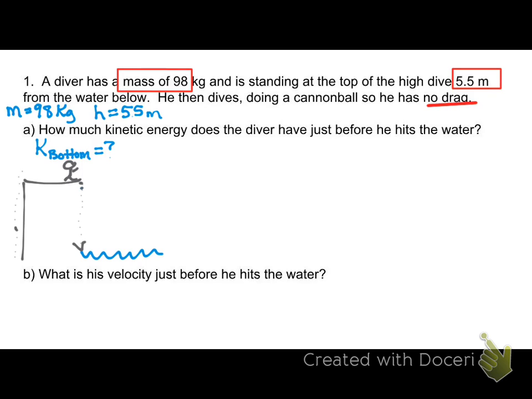Remember, he's going to fall down, and as he goes down, his energy is going to transform from potential to kinetic. The main idea you have to understand in order to answer this problem is that up here, we have all potential energy. The potential energy at the top is the whole total energy. There is no kinetic energy at the top because he's not moving.